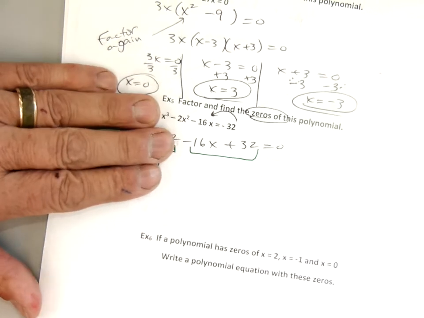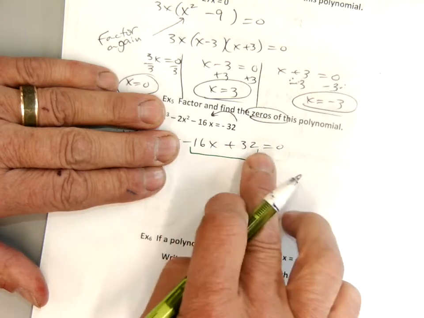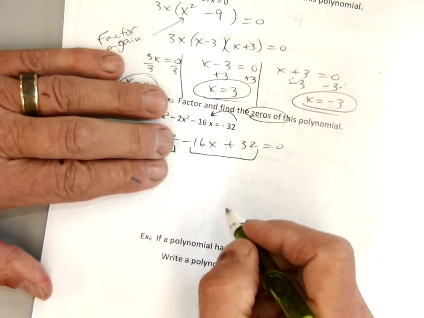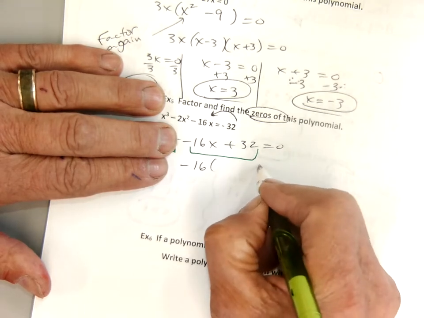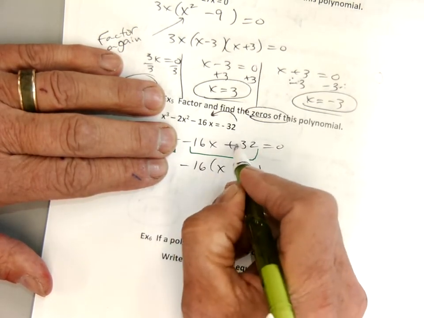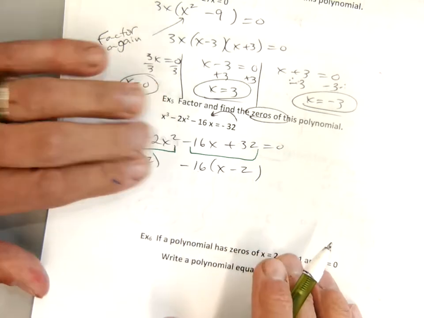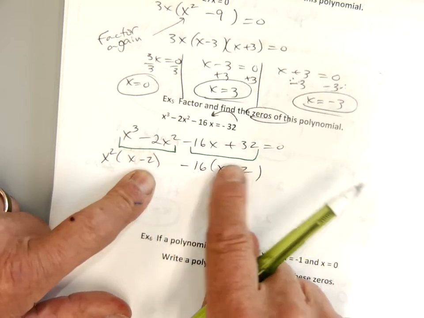What do these two have in common? 16, right? And I'm actually going to take out a negative 16. You're going to see why I'm taking out the negative, okay? Because when I take out the negative, I'll have an x minus 2, and I want to do that so these are the same. I needed these to be the same, that's why I took out the negative.